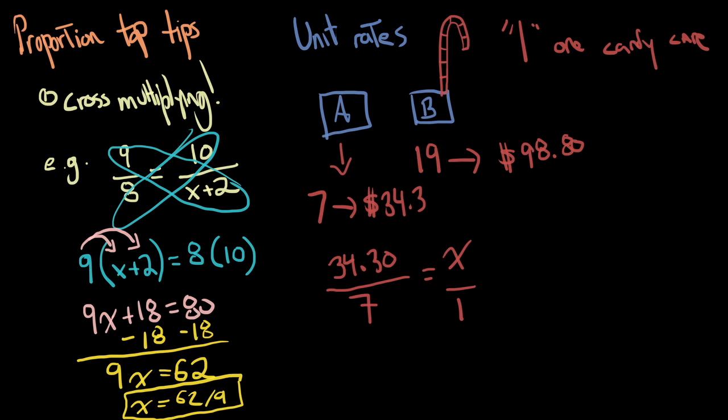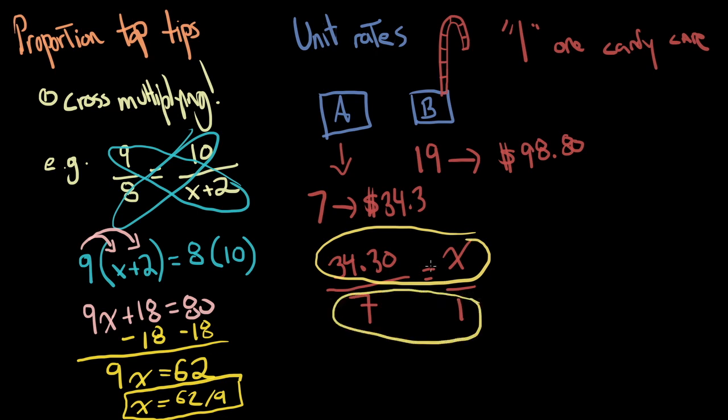So here's the big thing, right? When you're doing these kinds of things, the same things are on top. This is the money, and these are the candy canes. The same things are on the top, same things are on the bottom. I'm going to show you this one a little bit differently. 19 candy canes compared to 1 candy cane. For 19 candy canes, it took $98.80. And I want to know how much this one is.